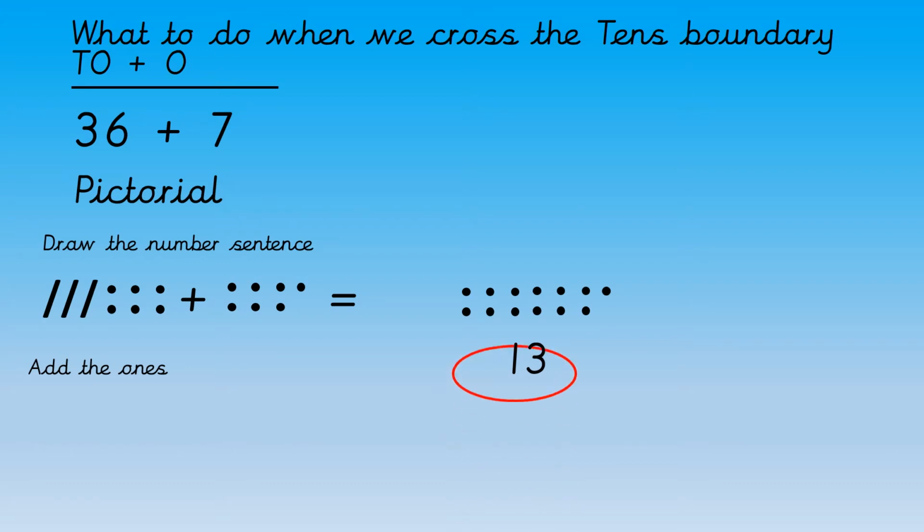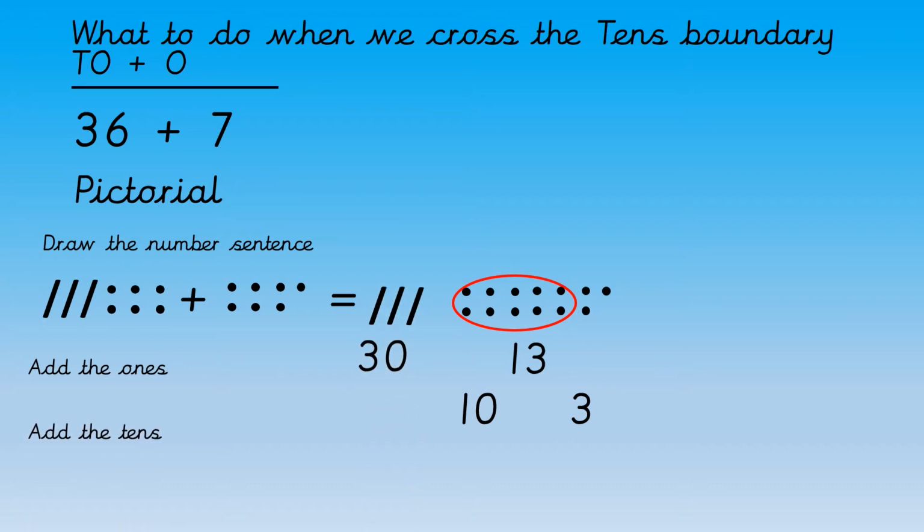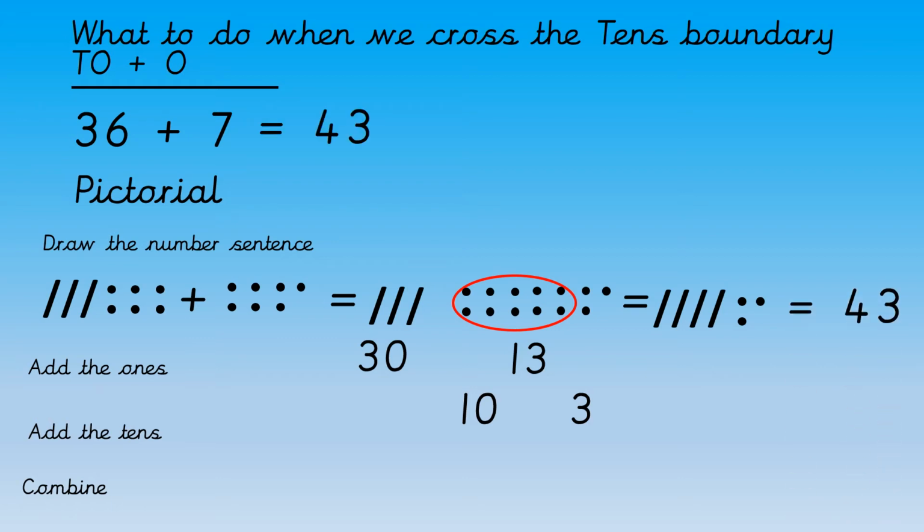We've got 10 ones, and we know 10 ones makes a 10. And then I've got 3, so I need to be aware of that. So when I add my tens, I've got 30, sticks of 10, then I've got a group of 10. So when I combine it, it becomes 43. And you see I've changed the 10 ones for a stick of 10. 43.